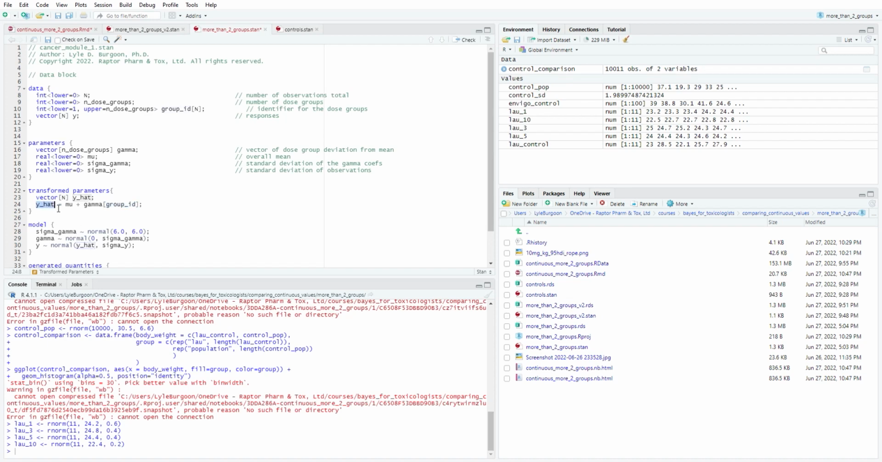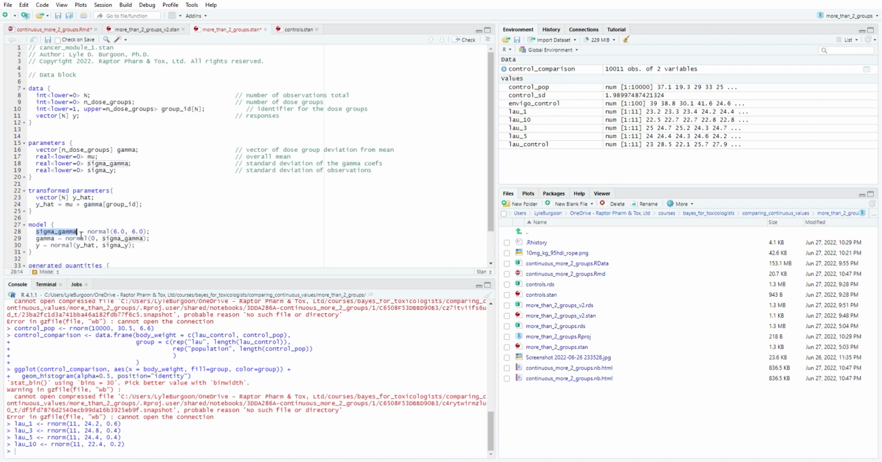So we're going to calculate this y hat. And y hat, if you come down here, represents the mean for the observed values. And then we've got the sigma y, which is going to be the standard deviation of the observation. What we're trying to do is figure out what y hat is going to be based on the y values, while also simultaneously figuring out what mu is, while simultaneously figuring out what these coefficients for gamma are.